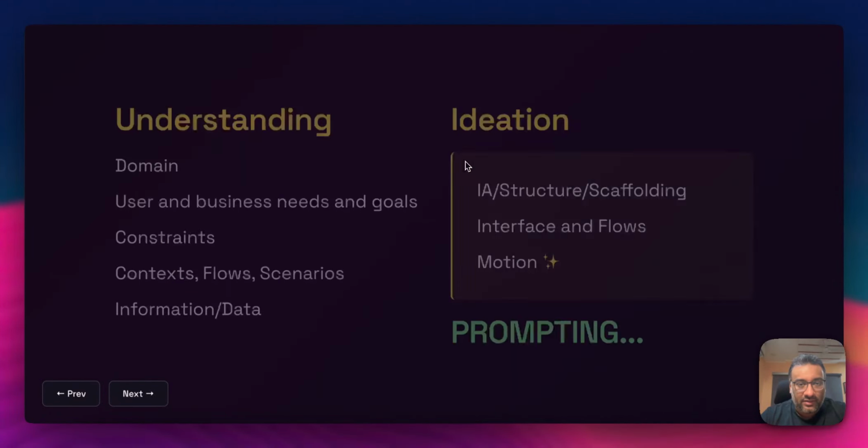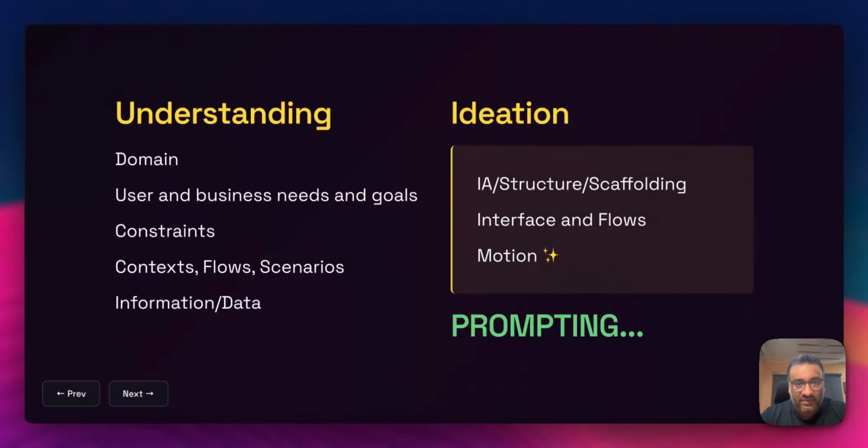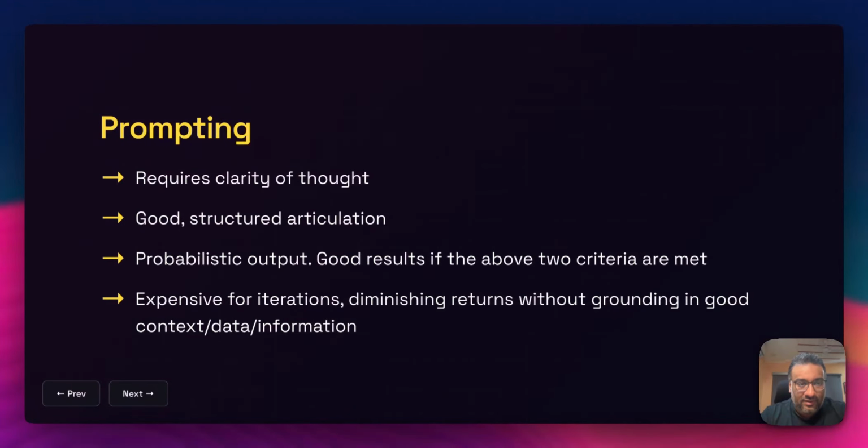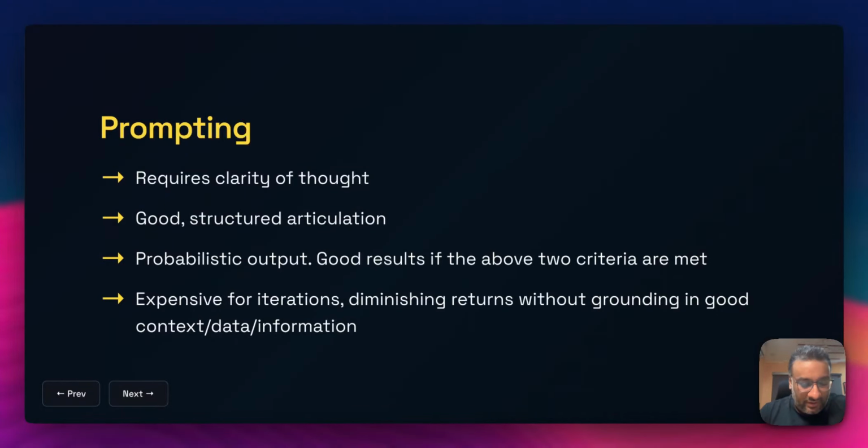Now, what is happening today is the changes that we are seeing in this ideation phase, where now a lot of prompting is happening. And we see that people are directly going to Figma Make or Cursor or Claude and directly prompting to get the designs. But prompting requires clarity of thought. It requires good structured articulation. And the output that you get from AI is best described as probabilistic, right? Because it's not exactly what you intend. It gets close, but it only gets close if the above two criteria of having good clarity of thought and structured articulation are met.